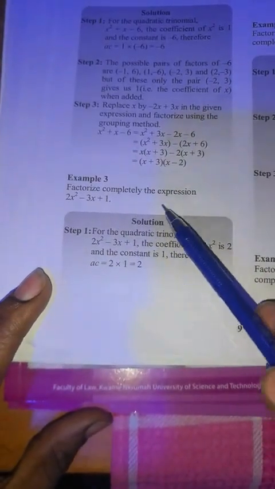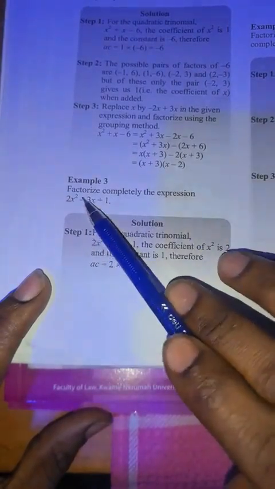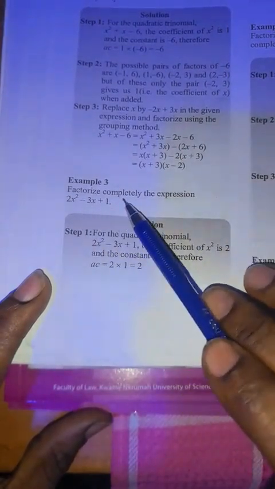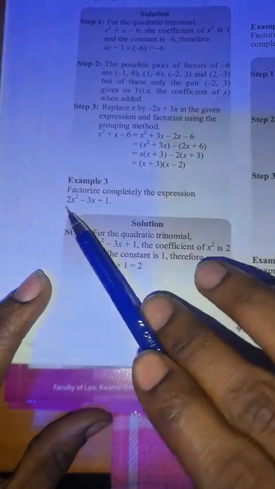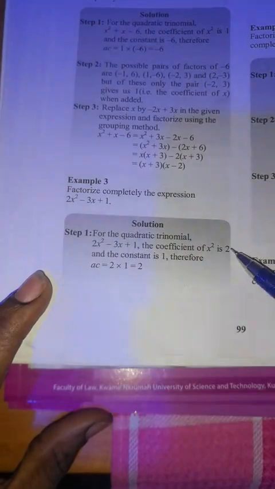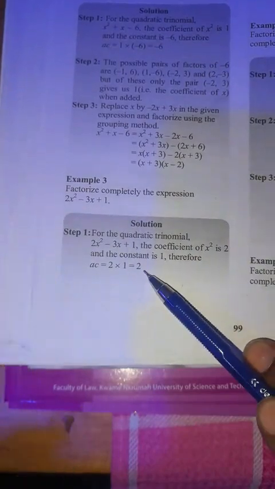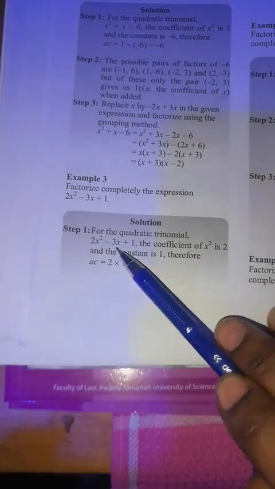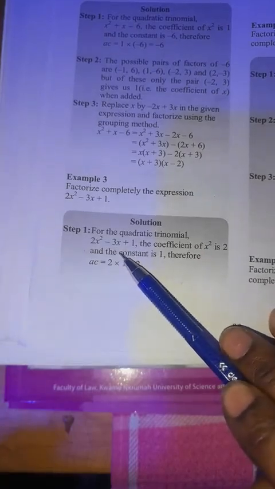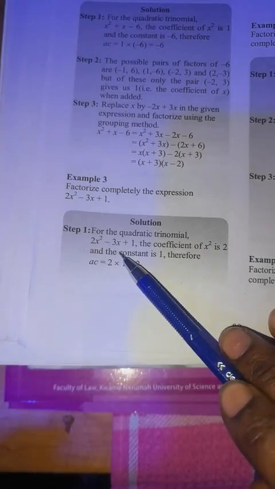Example 3. Factorize completely the expression 2x squared minus 3x plus 1. So the same process, you multiply this one by 2, will give us what? Positive 2. So now if it's positive 2, let's find the factors of 2 that when we add or subtract will give us negative 3. What it means is that it should be what? Negative 2 and negative 1.